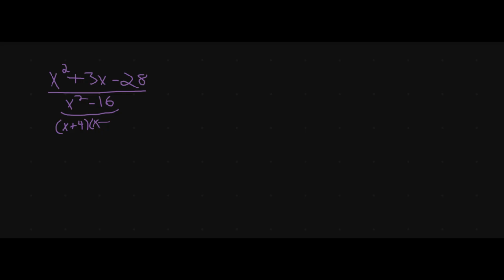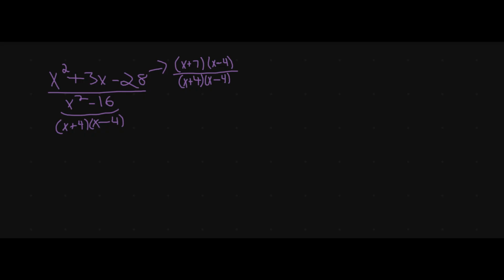and x minus 4. Now for this one, we can just do x plus 7 and x minus 4. That's all it is. We just need to do that. It's really simple. So now we take these two and put them under. Let's put the one on the bottom. So x plus 4 and x minus 4.